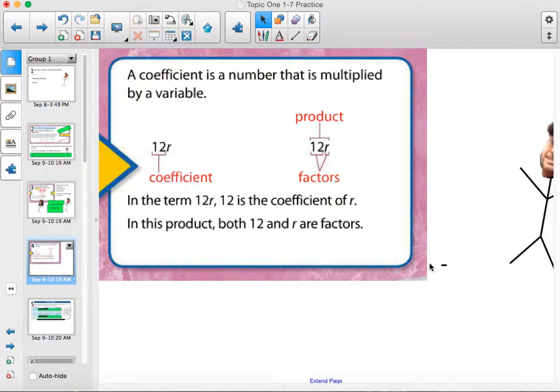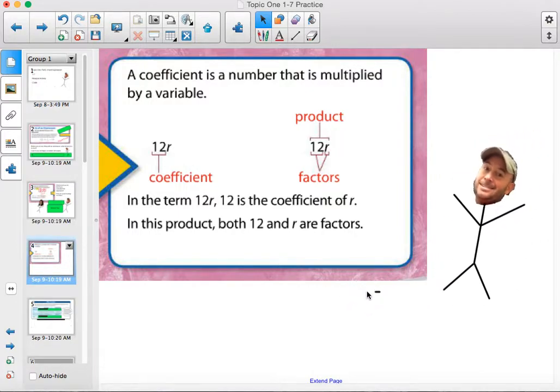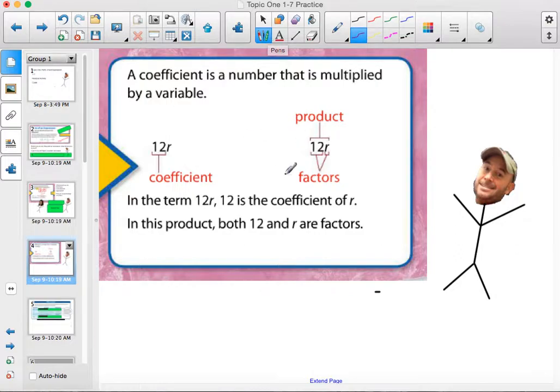Here we go. A coefficient. Now, we've used this term already, and in this situation, a coefficient is a number that is multiplied by a variable. So in our previous expression, we had 12r, which is actually 12 times r. And so what we have here is a coefficient of 12, which is a number, and it's right beside the variable of r. So 12 is the coefficient.